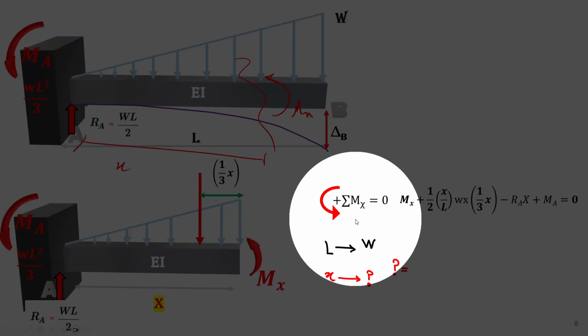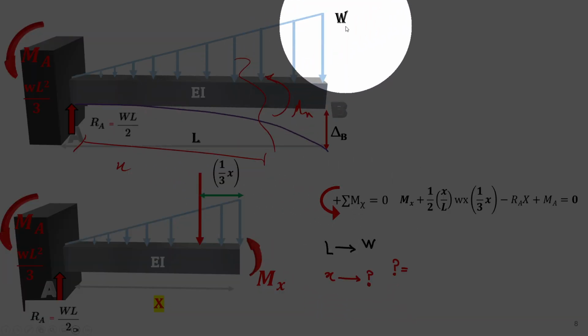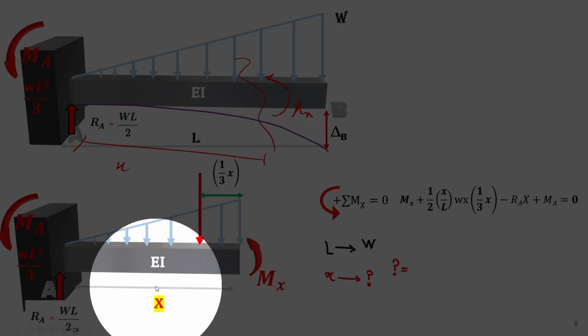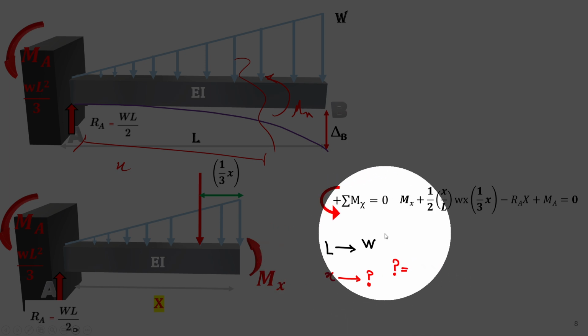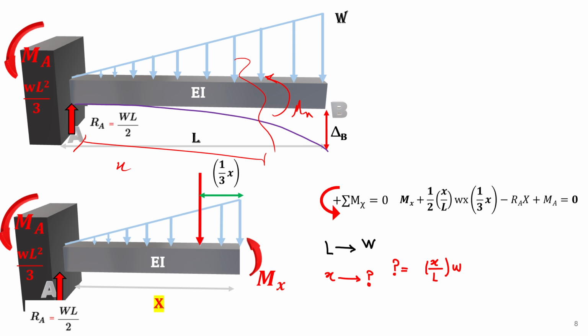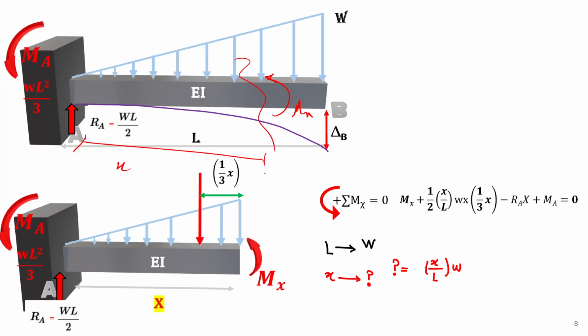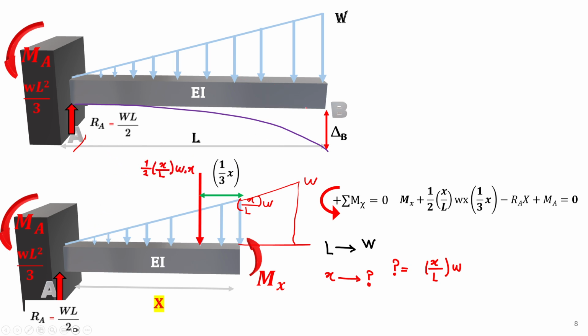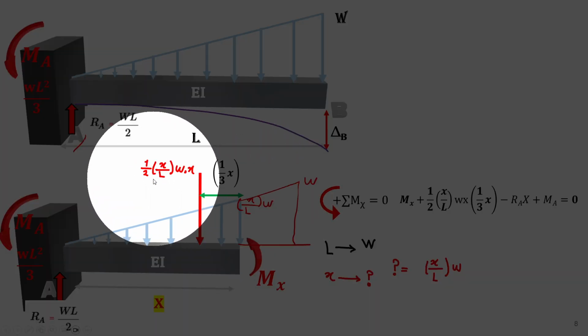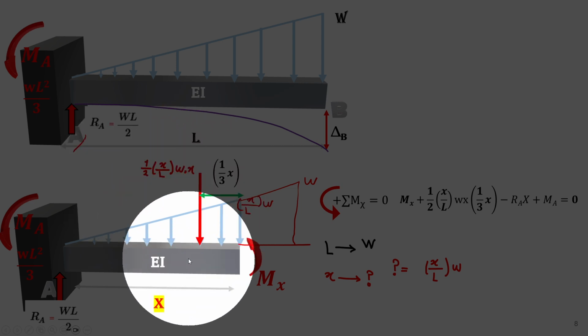If we have the overall length of the beam, you can easily see the intensity of loading is W. If we go to an arbitrary length of x, we want to know the intensity of loading there, and that's a simple proportion: x over L times the overall intensity W. So the intensity for this part is x over L times W, and then the resultant force is half of x over L times W, times the length, which is x.